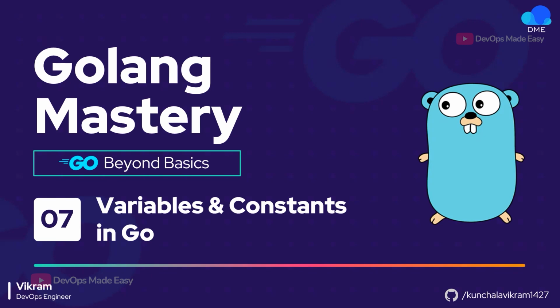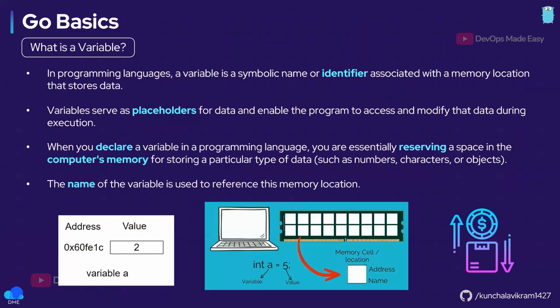In this video, we will talk about variables and constants in Golang. Before understanding how you create a variable and constant in Golang, let's understand a bit about what a variable is. Basically, a variable is a name or an identifier given to a memory location that stores some data.